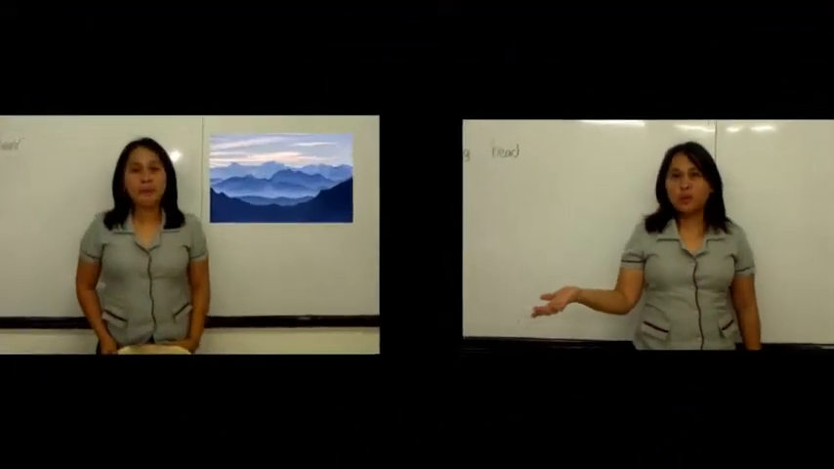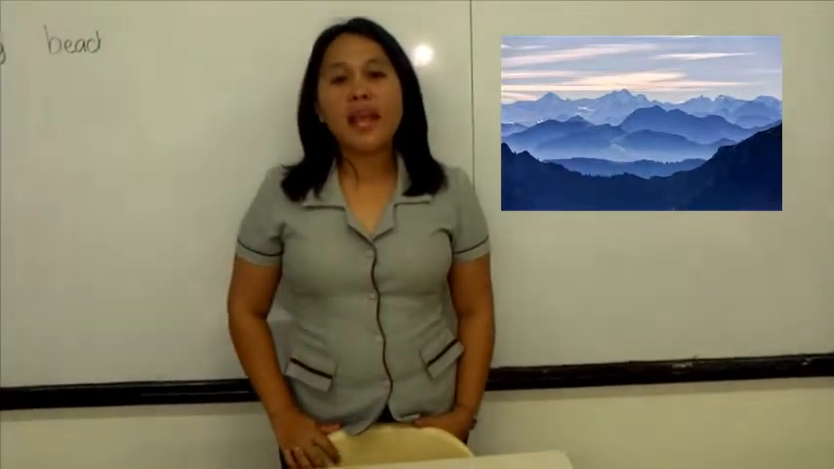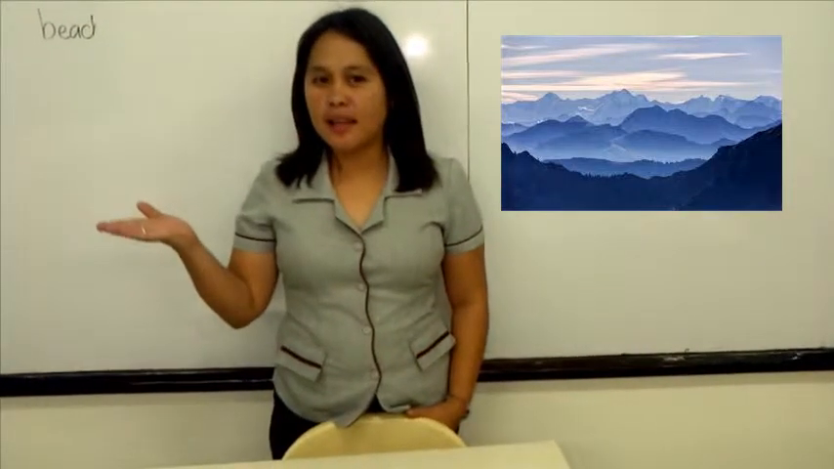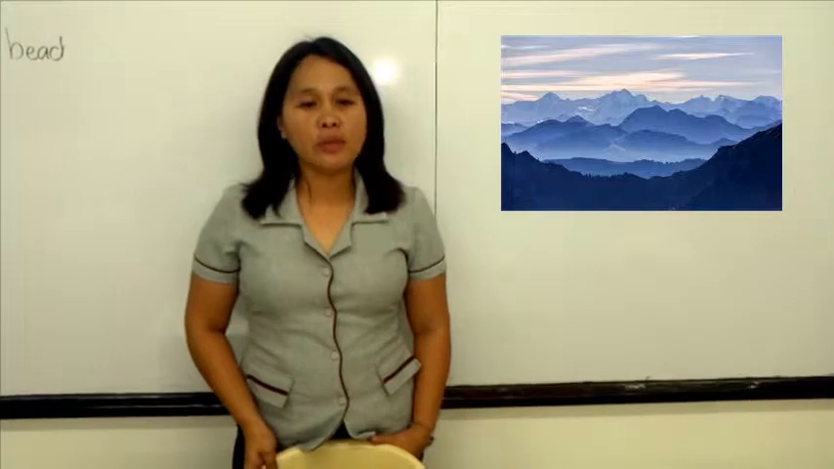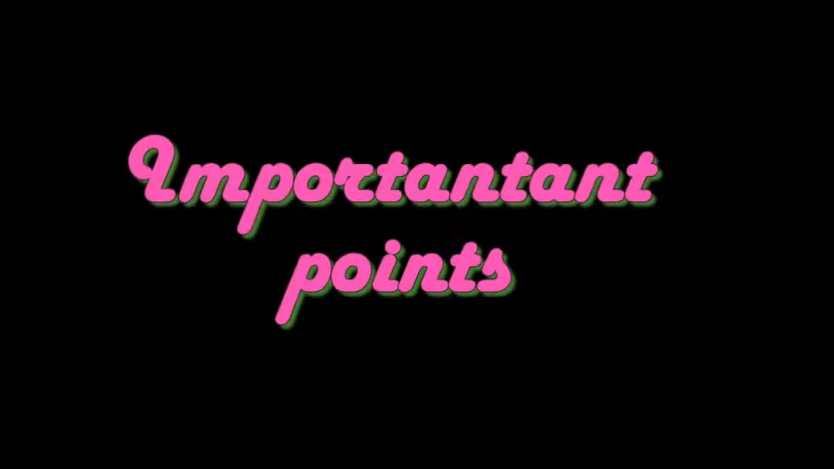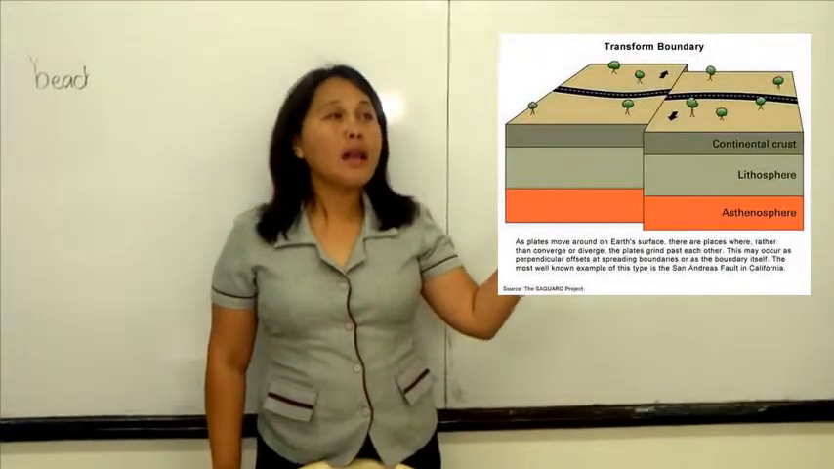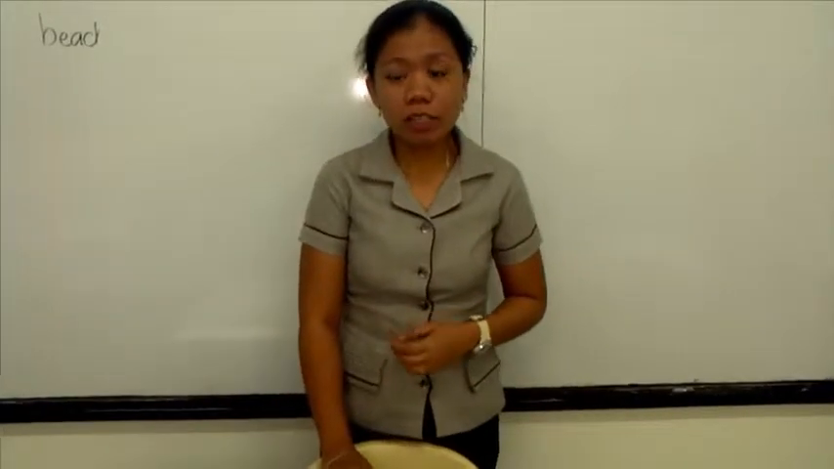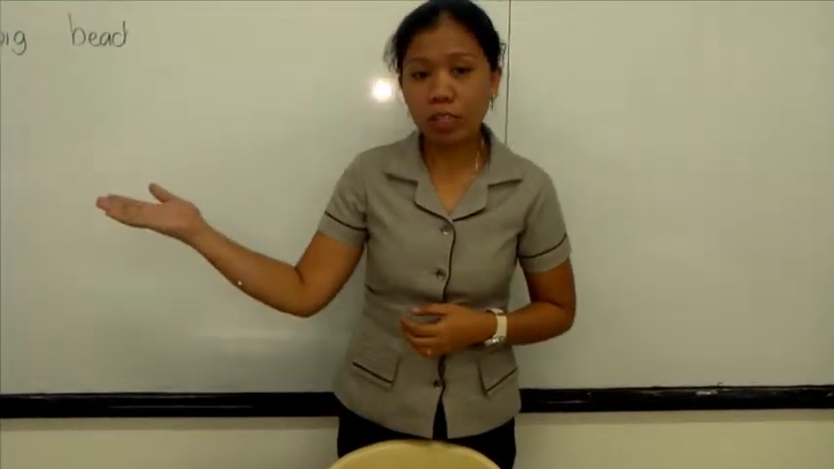Important points to remember. The convergence of two continental plates results in the formation of mountain ranges. The convergence of a continental plate and an oceanic plate results in the formation of subduction zones and volcanoes. The Earth's crust consists of several plates that are moving in different ways. These movements cause changes in the Earth's crust.